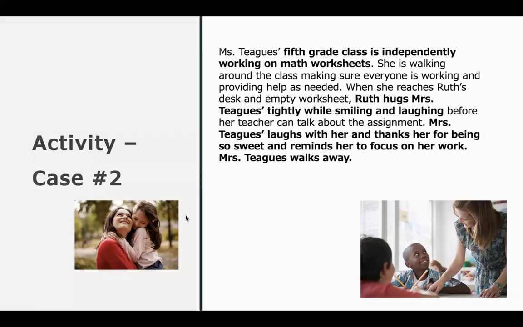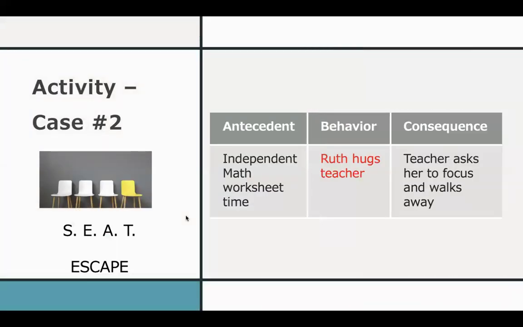So let's break this down. What is the situation? What happened right before her behavior of interest? There's an independent math worksheet that needs to be done. That's what everyone is working on in the class. Ruth responds by hugging her teacher. That's her escape response. Then the teacher responds by asking her to focus and walks away. So Ruth was able to get out of the situation. She knows if I'm really sweet and I hug my teacher, I'm going to be able to delay this a little bit more. And that's not what we want to see.